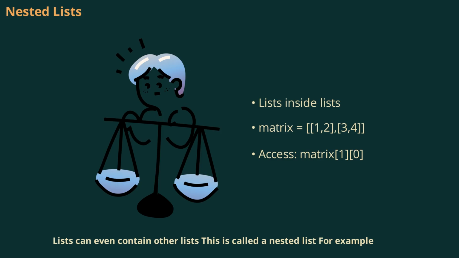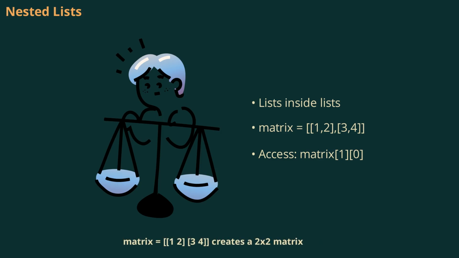Lists can even contain other lists. This is called a nested list. For example, matrix = [[1, 2], [3, 4]] creates a 2x2 matrix. Access elements with double indexing. matrix[1][0] gives you 3. Nested lists are great for representing grids, tables, or more complex data structures.